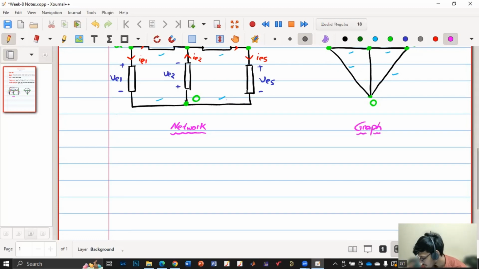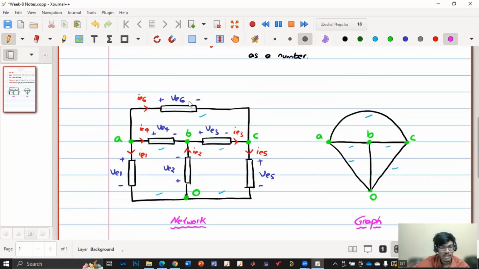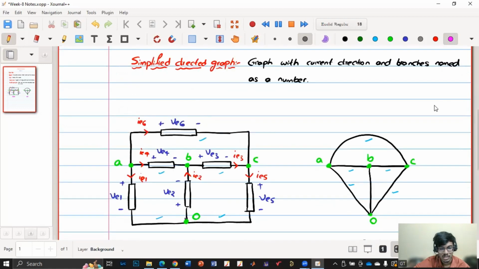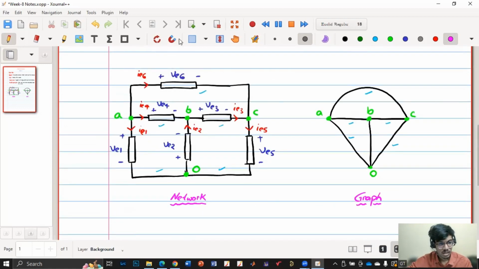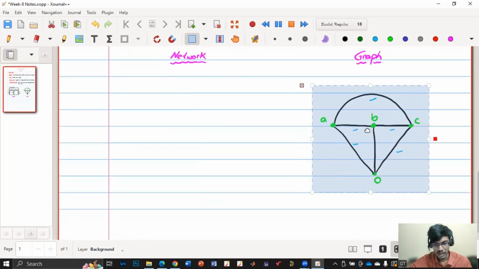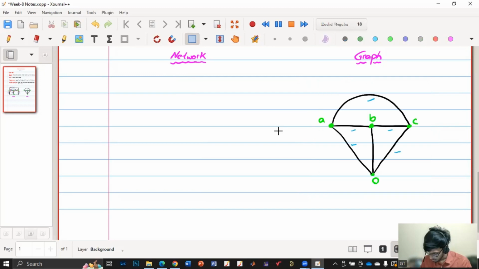Now, what is a directed graph? A directed graph is a graph with voltage polarities and current direction. So let me consider this graph. I'll copy it and draw the directed graph here. Let me erase these lines quickly. So this is our graph.